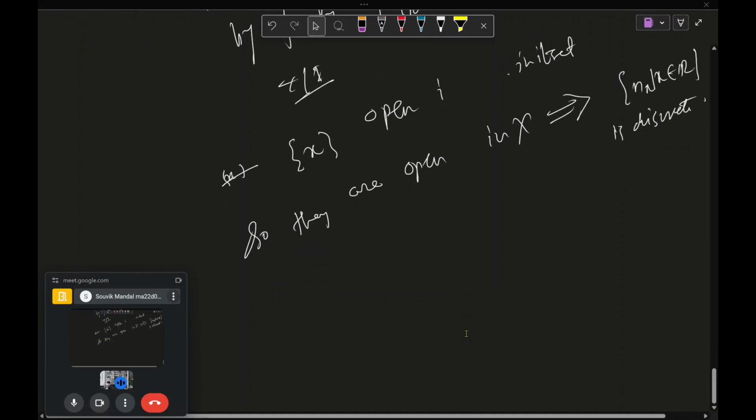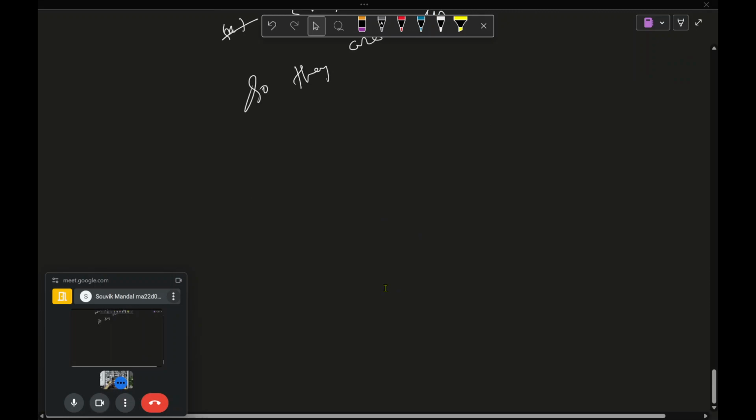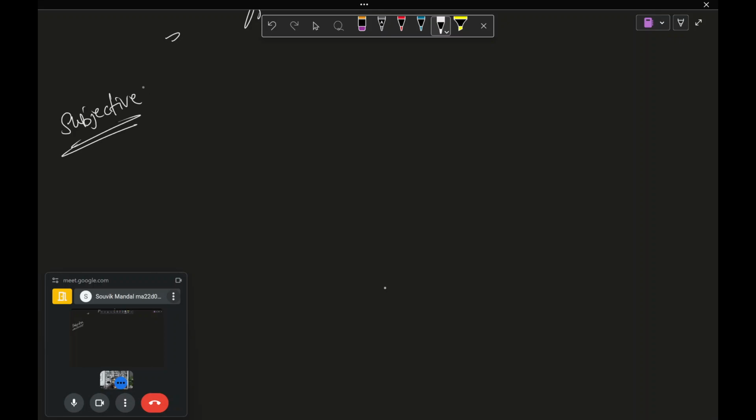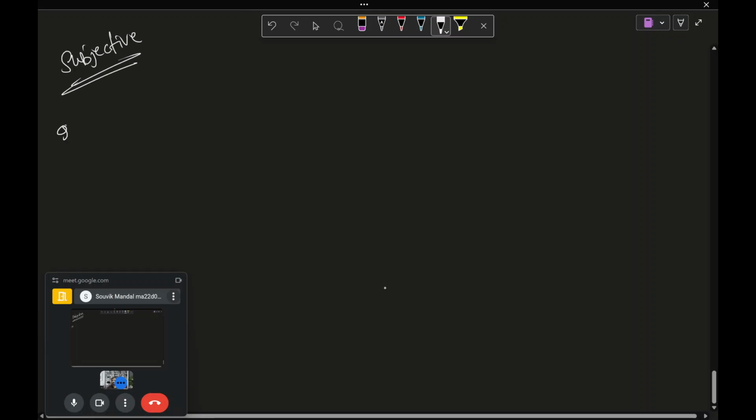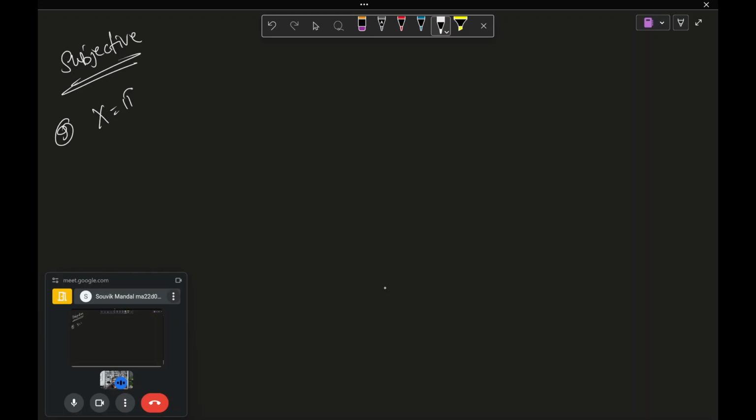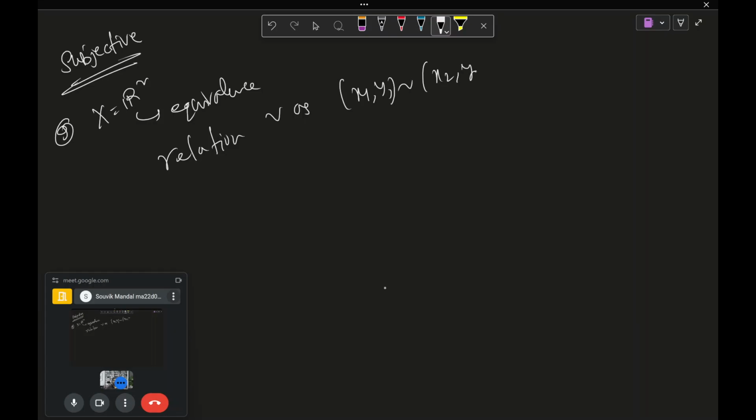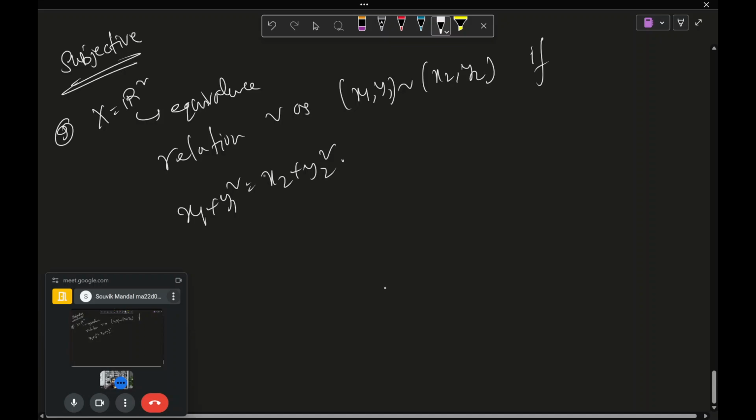So, going to the next question now. These are subjective questions. So, we have X equal to R squared and we are defining this as a relation.